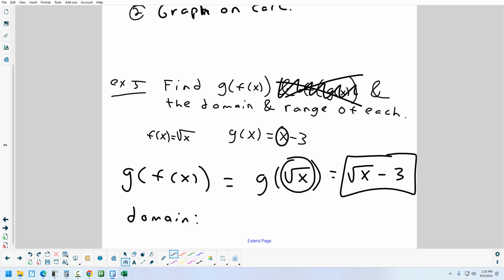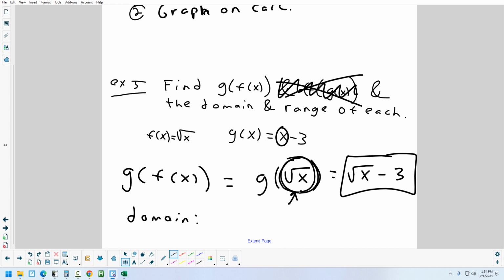Okay. Inner function was square root of x. Are there any kind of numbers you have to be careful about filling in for x right there? Yes. What kind of numbers are we allowed to take the square root of? 0 and positive numbers. So what would you be able to fill in for x here to make that happen? Zero and up. Yep. You can plug in any numbers 0 and up here.